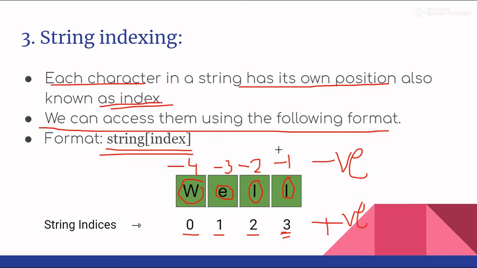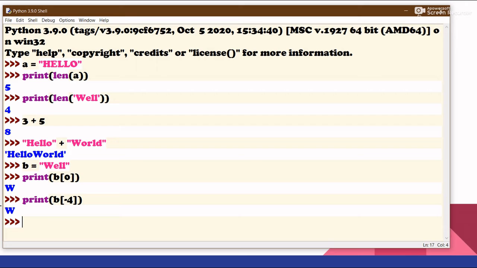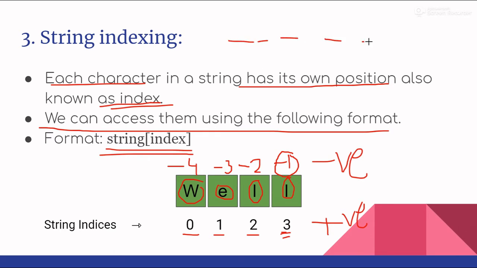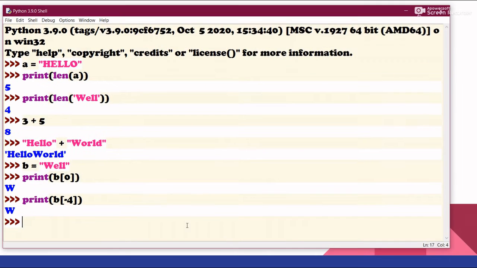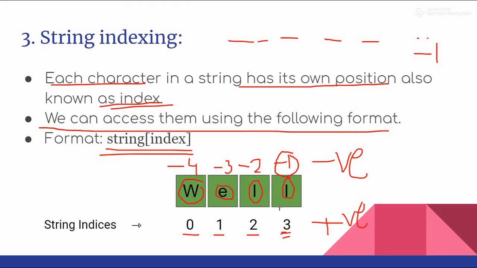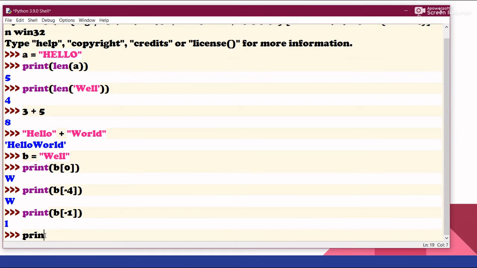Both are correct. But why are we doing this? Well, if you remember, we wanted to get the last character of the string, right? So we can just simply use -1, because obviously it doesn't matter how many characters the string has, the last character is always going to have an index of -1. So let's try this now. Let's say print b -1, and see, we got L as the last character because we have L as the last character in this string.